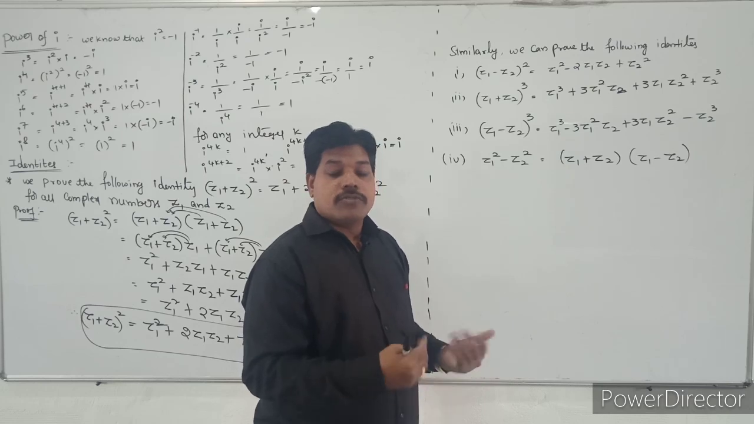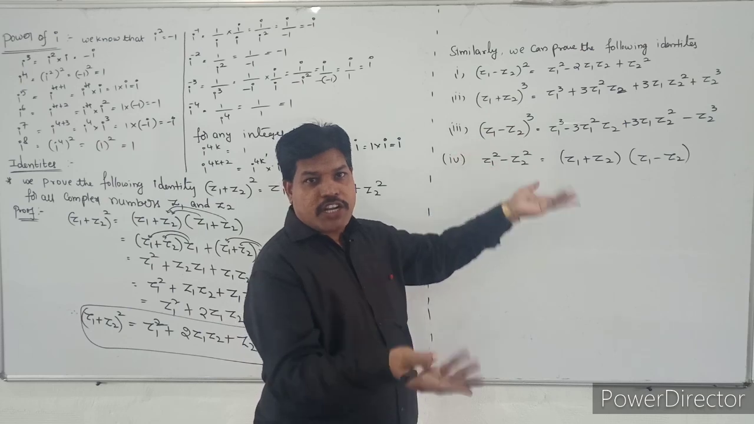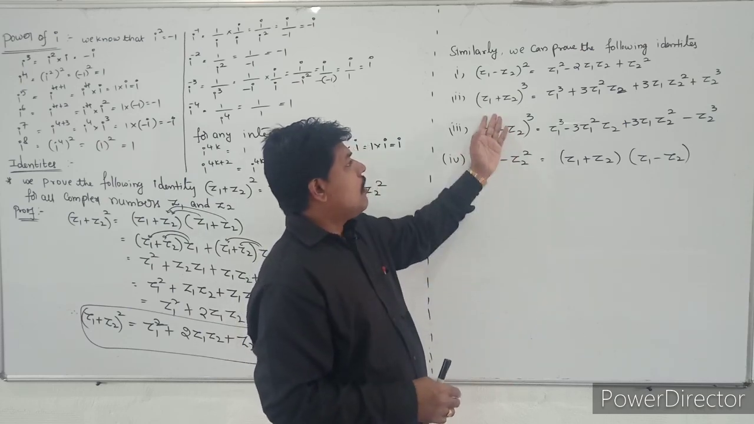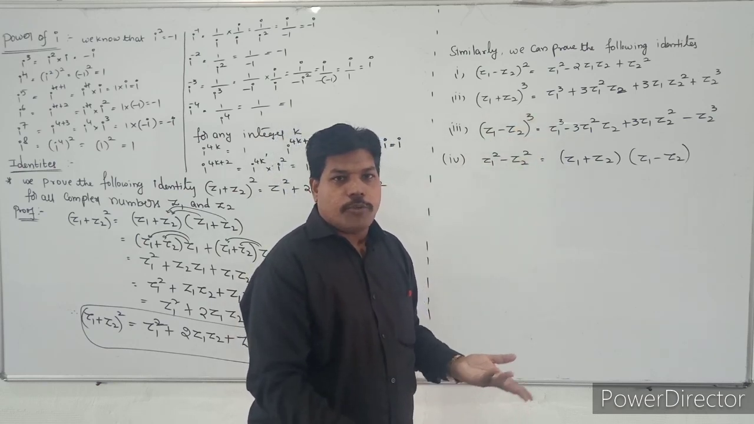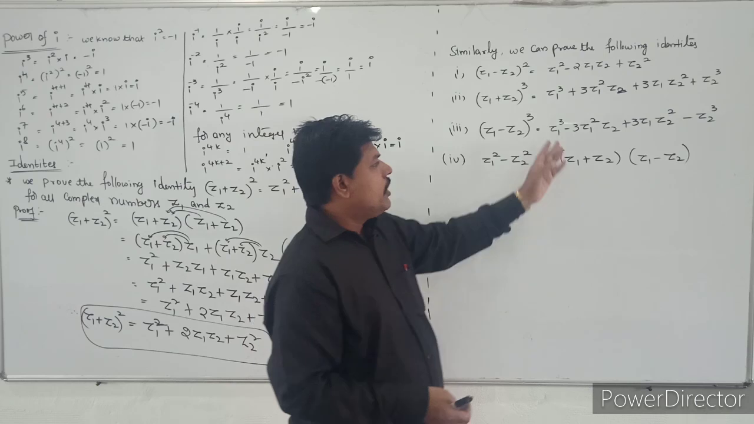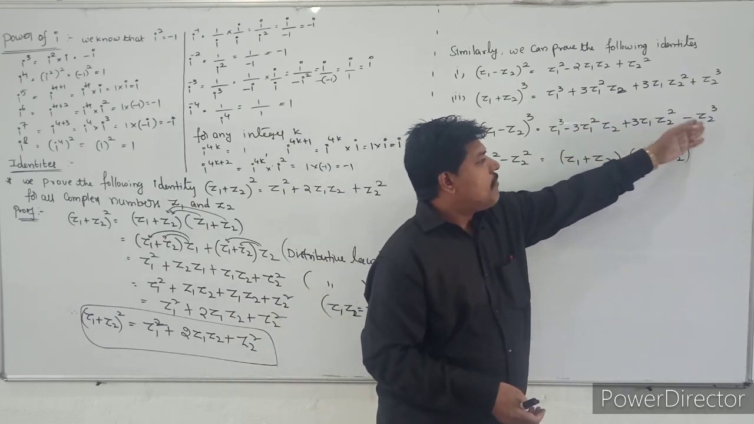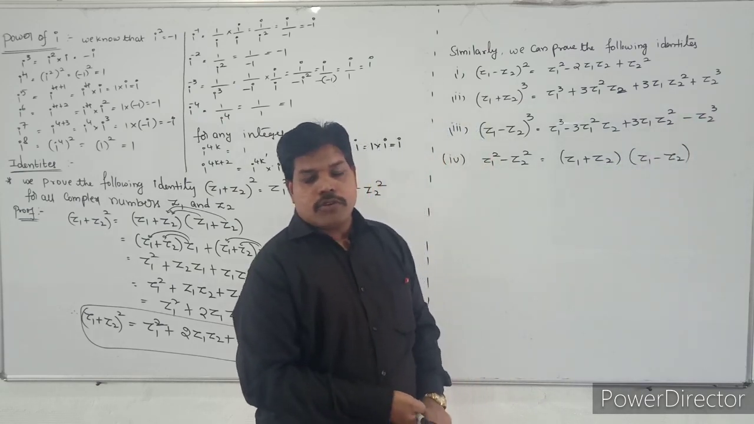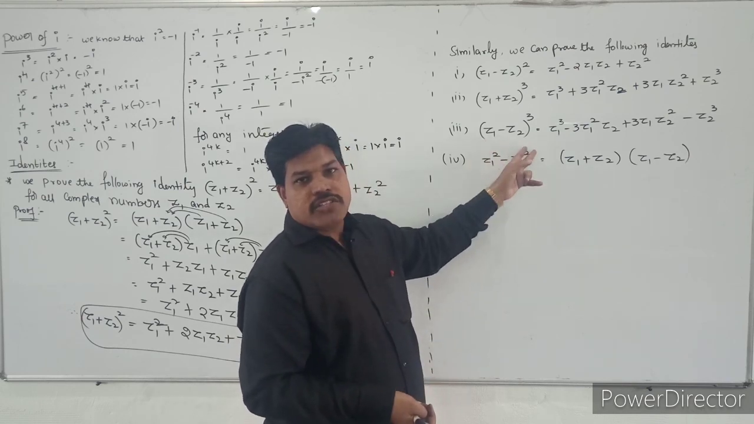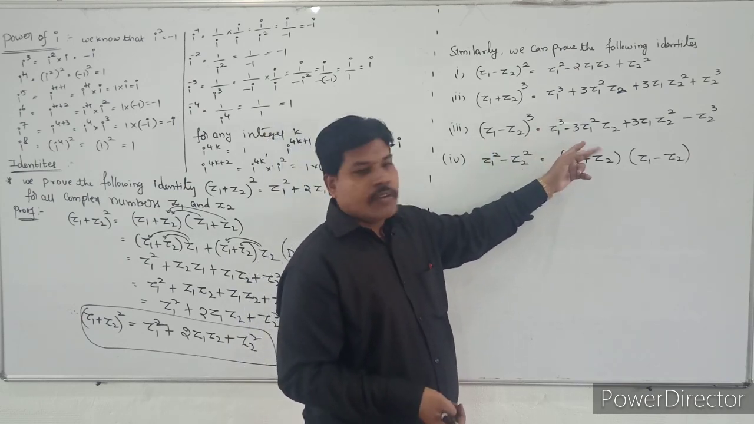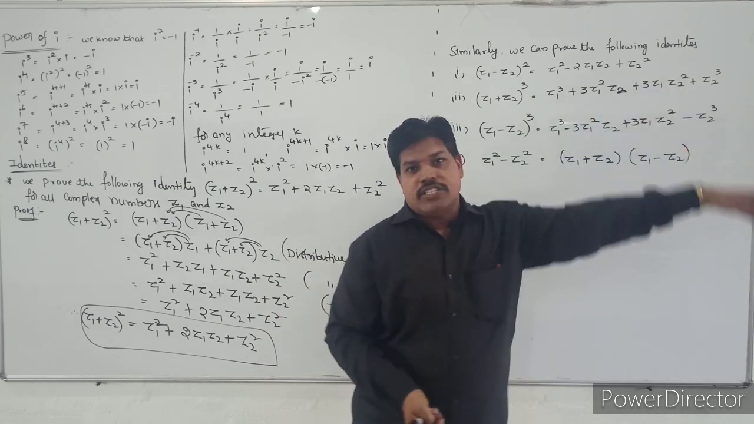There are a lot of identities. What we prove in the real numbers, we are going to prove in the complex numbers also. So (Z1 minus Z2) whole cube. It is in the form of (a minus b) whole cube, which is a cube minus 3a square b plus 3ab square minus b cube. In the place of a, b, here we are taking the complex numbers Z1, Z2. So automatically Z1 cube minus 3 Z1 square Z2 plus 3 Z1 Z2 whole square minus Z2 whole cube.